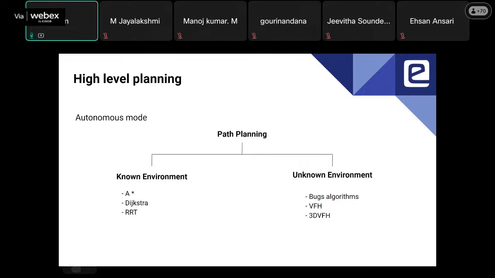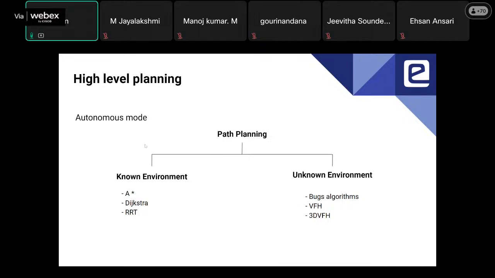And then you can use these algorithms to calculate the path from point A to B. This is where the environment is unknown. You can use it in search and rescue missions. When the environment is unknown to you, but you still want to navigate through it, you can use these algorithms.